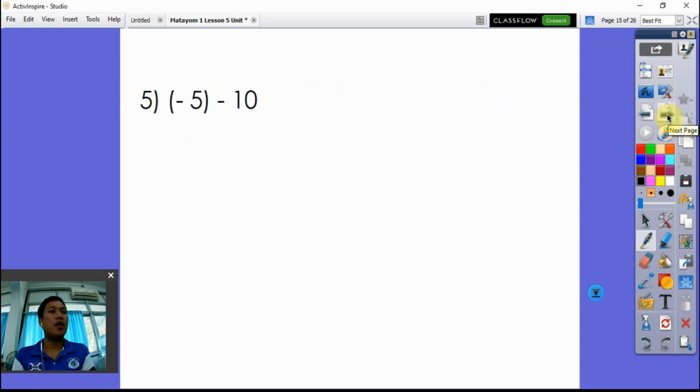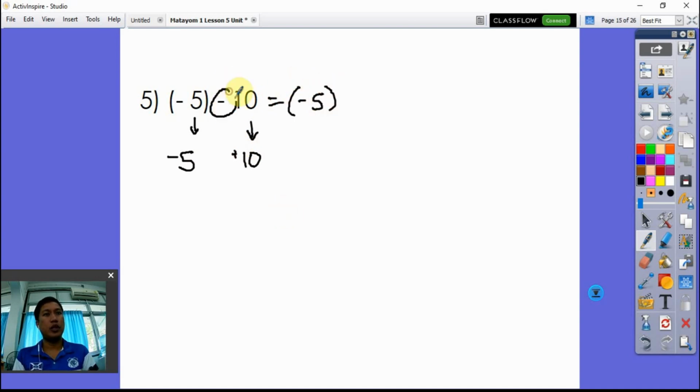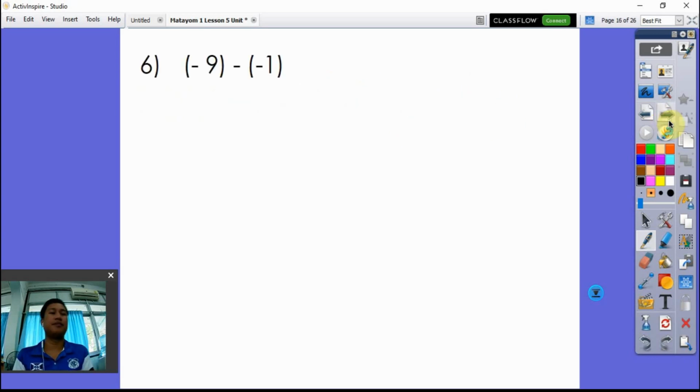Okay, number 5. So we have negative 5 minus 10. Negative 5 here is a negative number. 10 is a positive number. So we write down, we have negative 5. We change the minus into plus. We change the sign of the positive 10 to its opposite. If you look at the two numbers, we have two negatives, so we add them together. 5 plus 10 is equal to 15. Copy their signs, which is only negative.